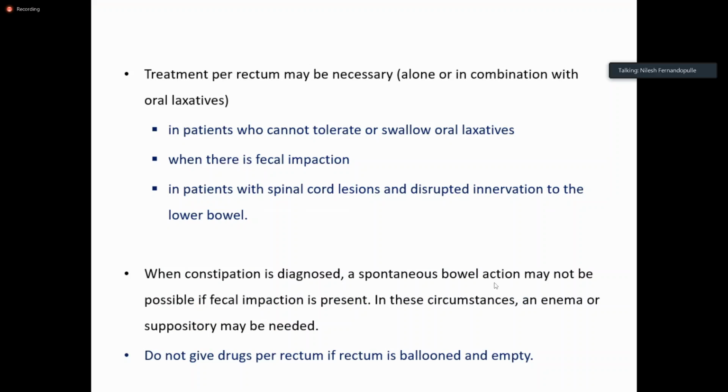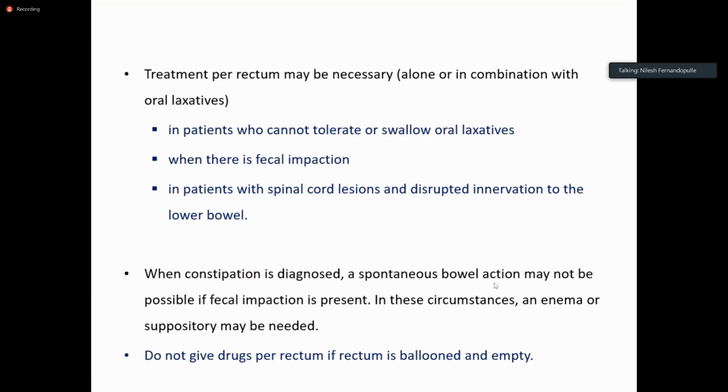And people who have spinal cord problems, again nerve problems, the stools basically will be coming to the rectum and getting stuck there. Again, those people need rectal laxatives. So you need to be able to find out. So a DRE at that point is very useful to know whether oral laxatives or rectal laxatives are useful. When constipation is diagnosed, a spontaneous bowel action may not be possible if fecal impaction is present. In these circumstances, an enema and suppository is needed.